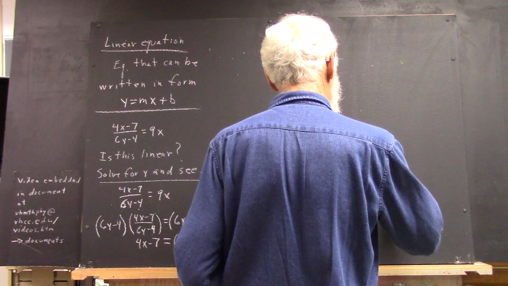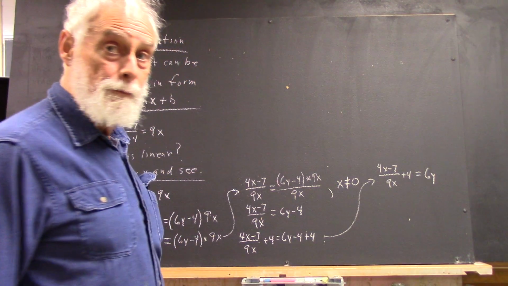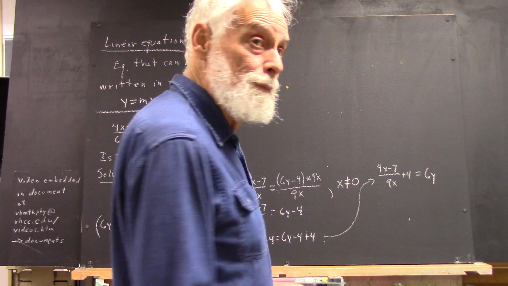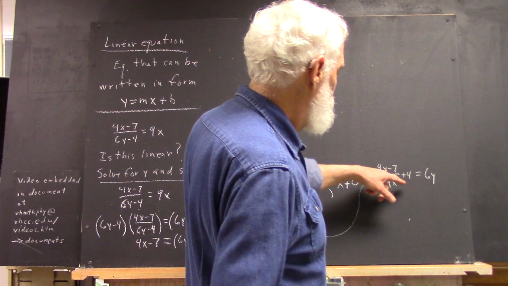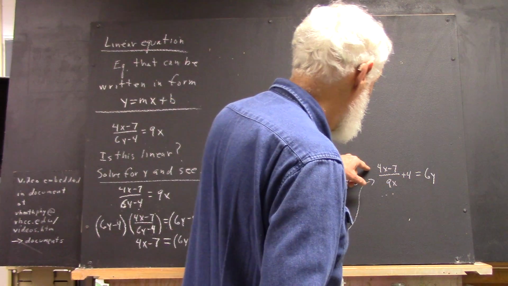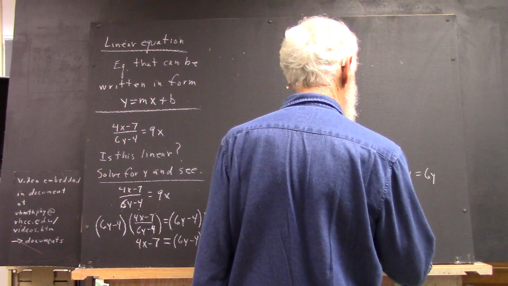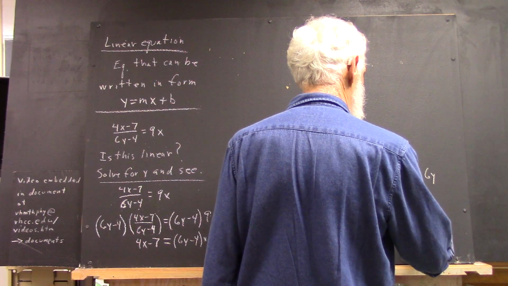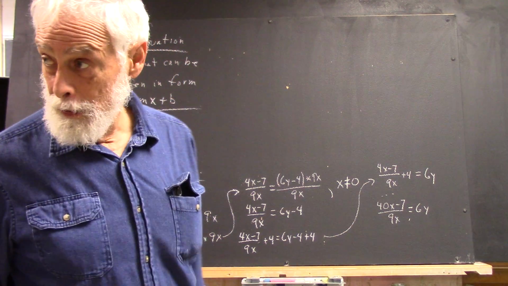Okay, anyhow, what we get then is 4x minus 7 over 9x plus 4 equals 6y. Okay? Then we have to add these fractions. So I'm going to put a couple of dots here. I'm not going to do that, but we multiply the 4 by 9x over 9x. And we get 36x over 9x that we add to this. And we end up with 40x minus 7 over 9x, just by adding, like this, plus the 4 over 1, and doing the things that I think people are pretty good with. And that's equal to 6y, okay?